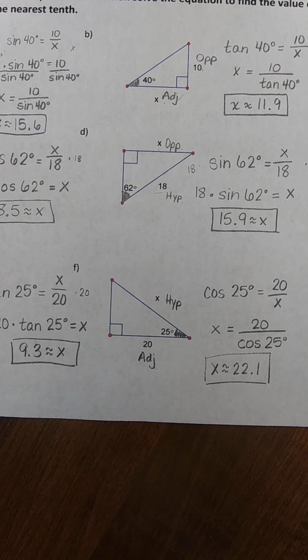Tomorrow we're going to look at word problems, but today we're just going to stop there and focus on solving for the lengths of individual triangles that have an acute angle and one side length known.